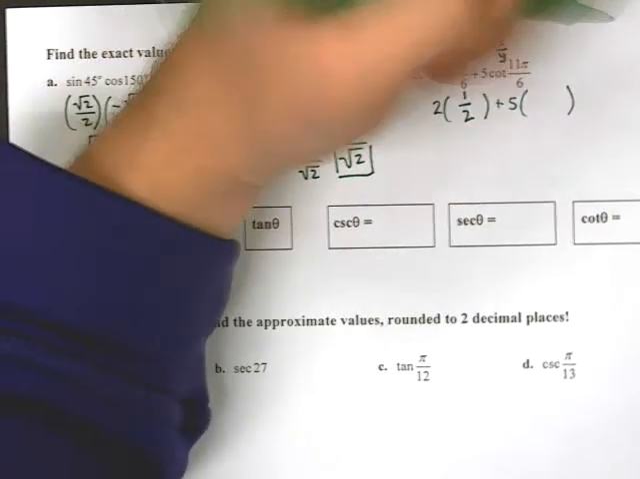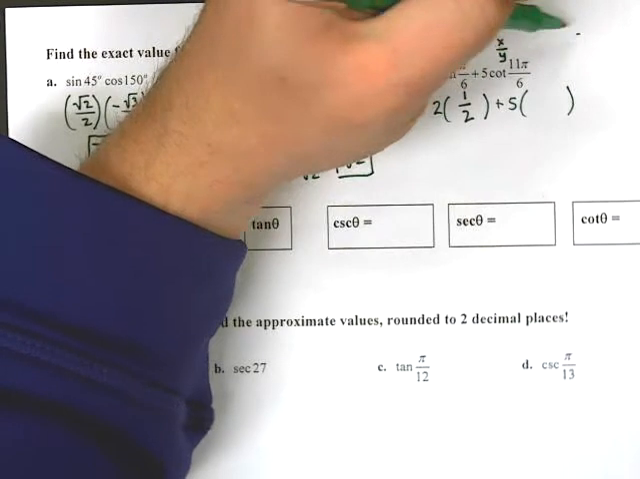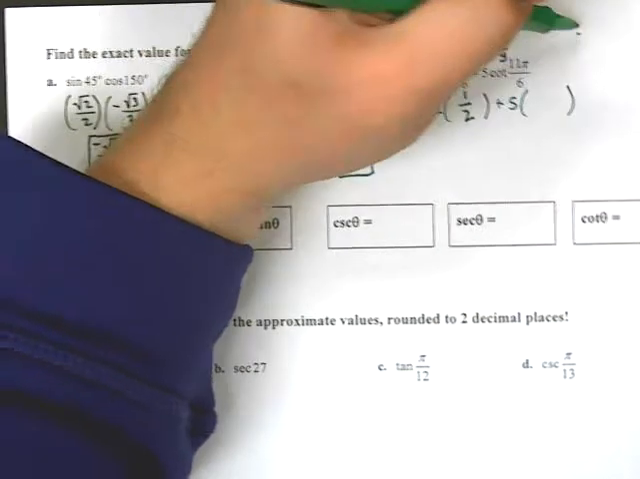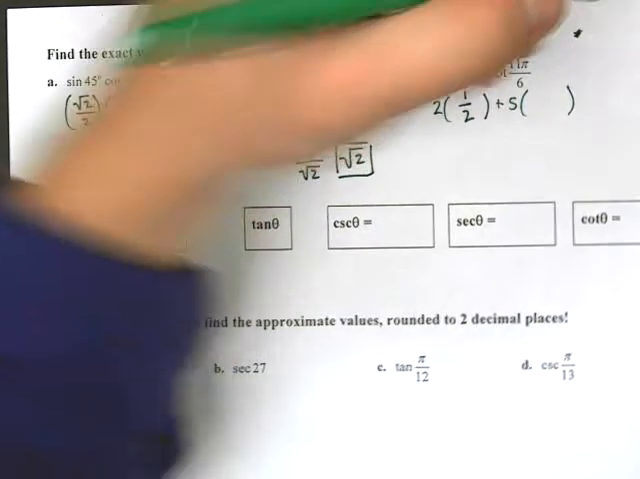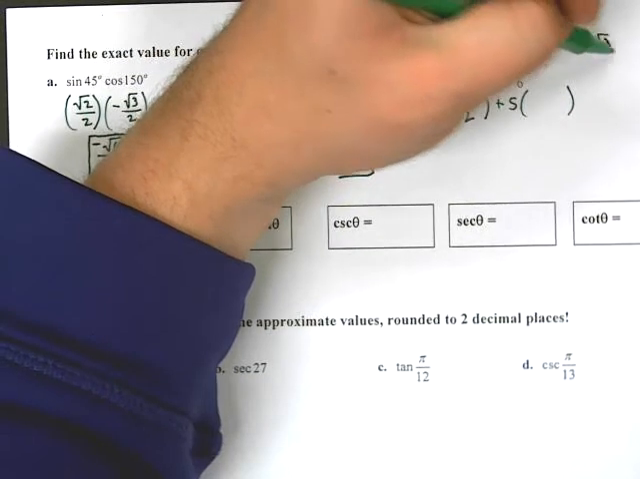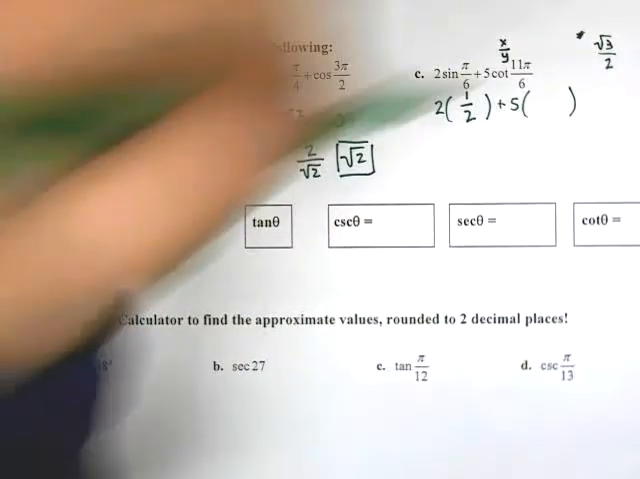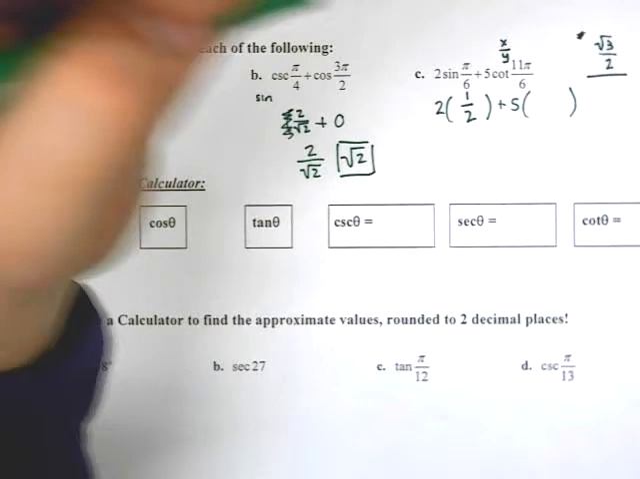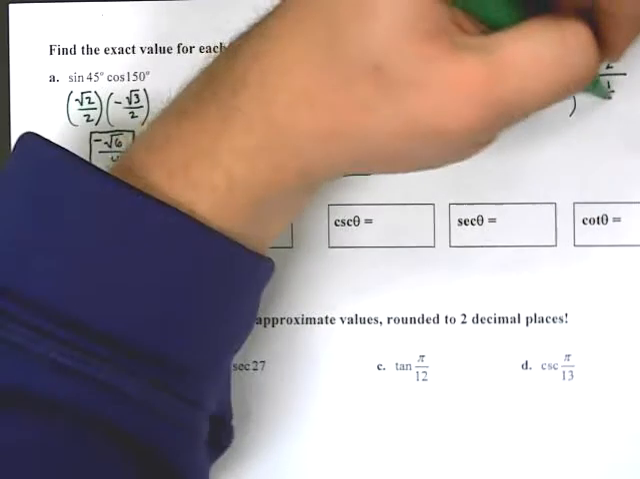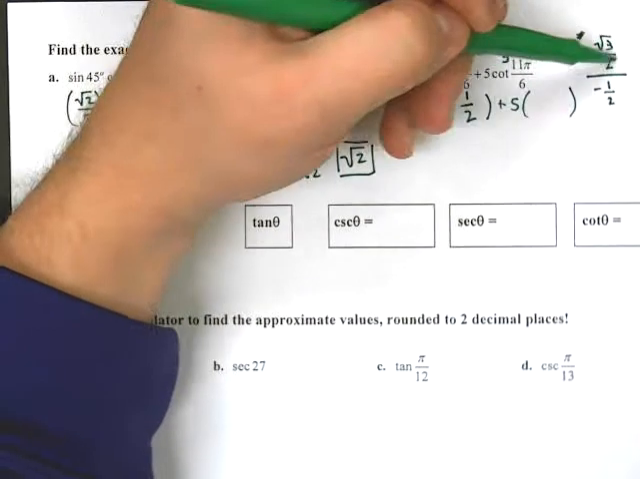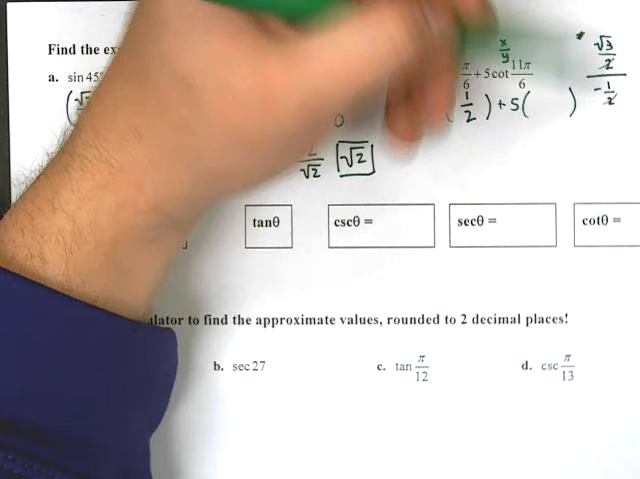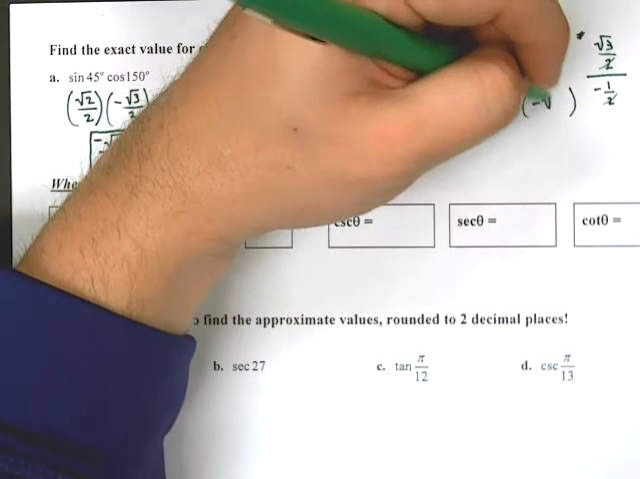X would be going out to the right at root 3 over 2. And then the sine would be negative 1/2, right? X over y. And so now when we do that, the 2's cancel, and we just get negative root 3.